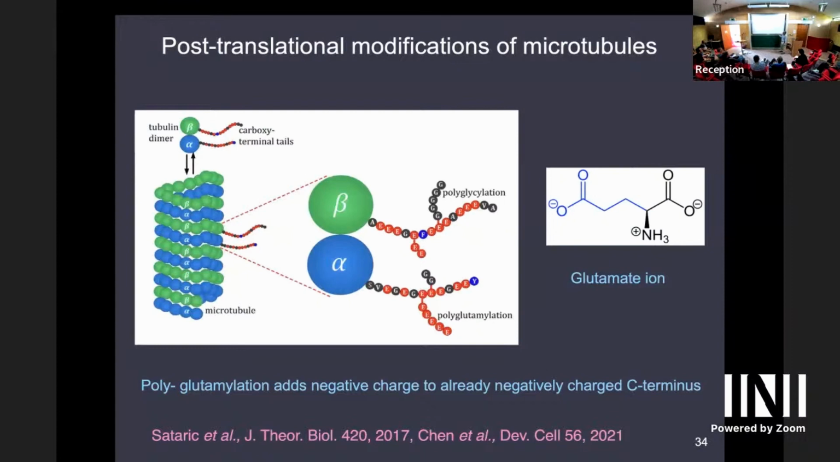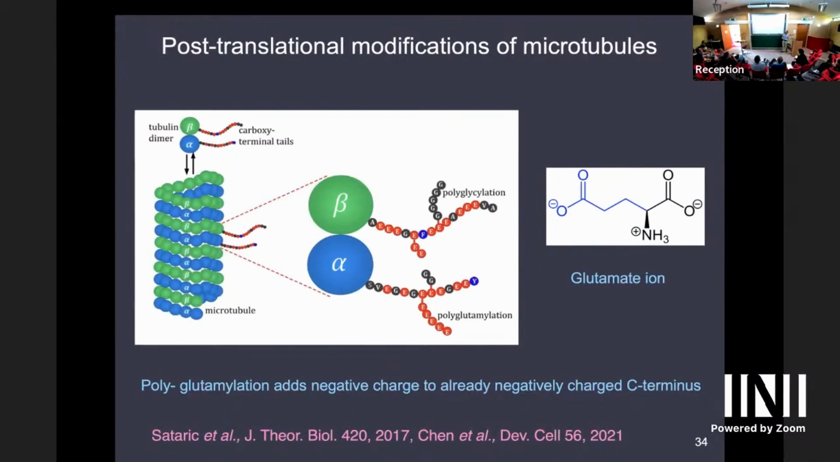It has been shown that this is important to regulate kinesin 1 motors. And it also has been shown that this modification is prevalent in axons, for example, and it's performed in cells in places where the microtubules have to be stable. So it's believed, in a sort of very fuzzy way, to be stabilizing. And so this is the glutamate ion. So you can see there's these charges, and in the end, it's a net negative charge at pH 7.